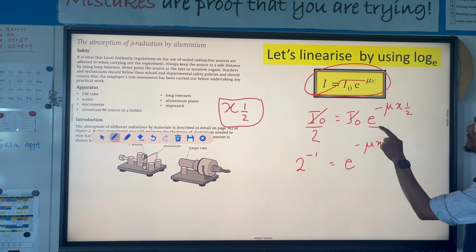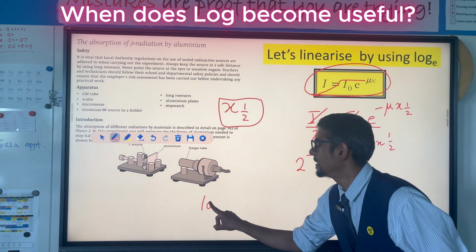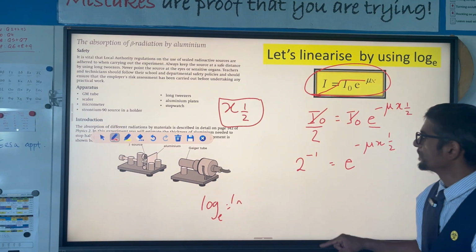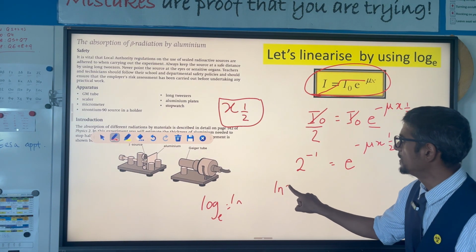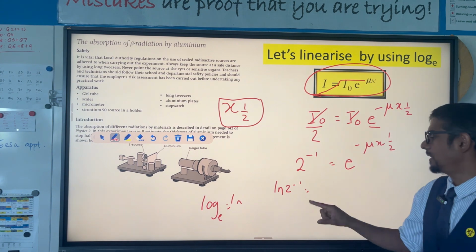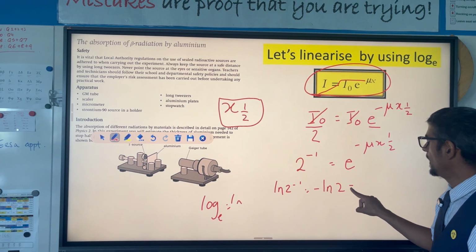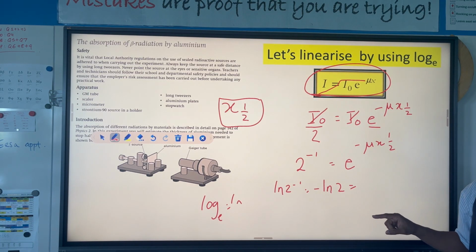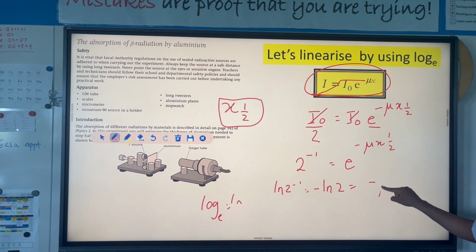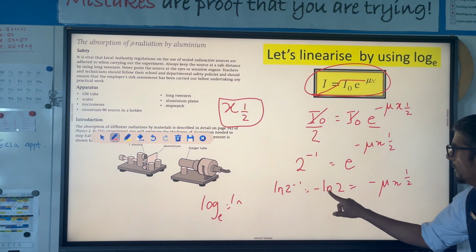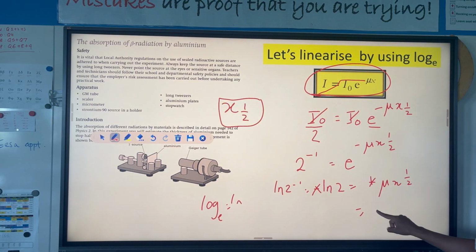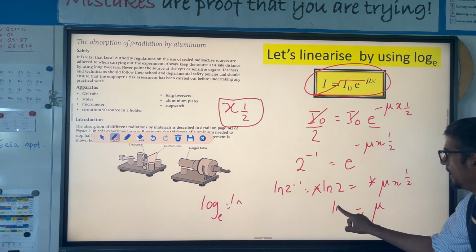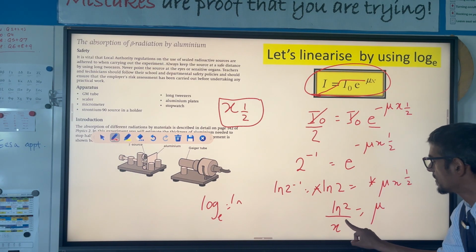When you work with exponential, you need to apply log to the base of e, which is ln. So if I apply ln here, that becomes ln 2 to the power minus 1. And we know powers go at the front, so that becomes minus ln 2 equals ln e, and the power comes to the front. ln e is 1. I'm just going to do it in one line. It's not a maths lesson, so you should know this. This is minus mu x half. So the minus crosses out on each side, and you'll end up with mu equal to ln 2 over x half.